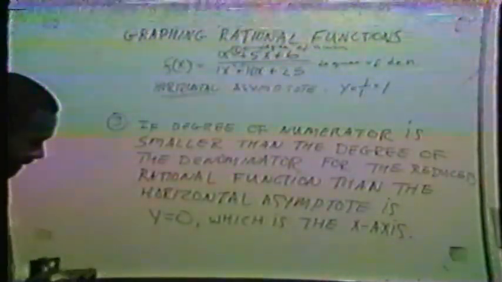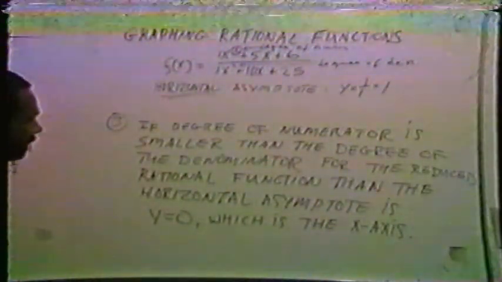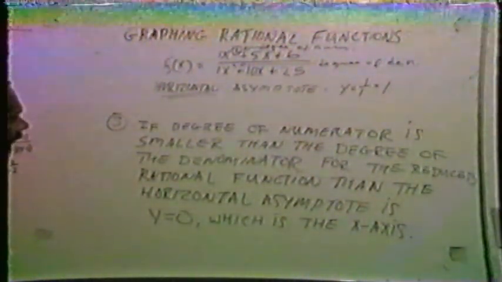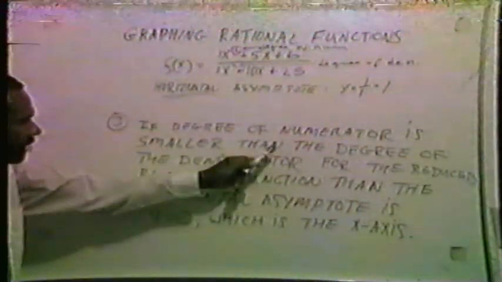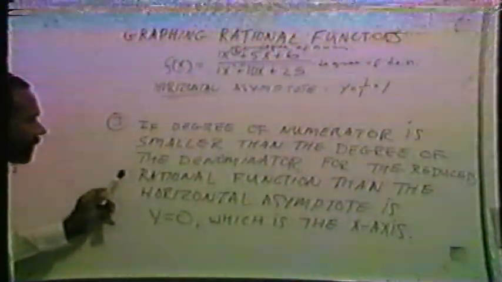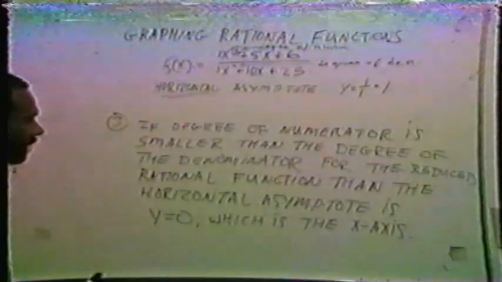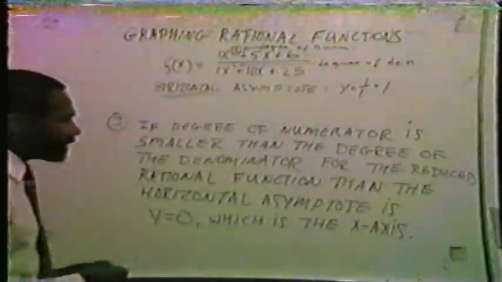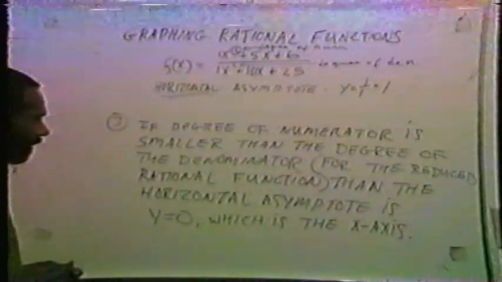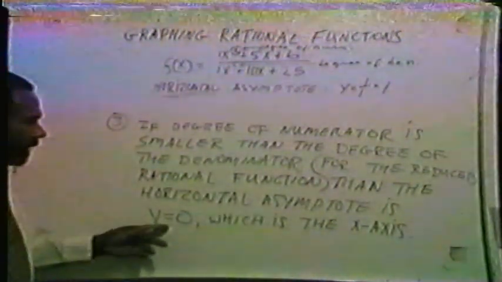Once again, this is the last case that we have to consider in this class, because we're only concerned about vertical and horizontal asymptotes. If the degree of the numerator is smaller than the degree of the denominator for the reduced rational expression, so you have to make sure you reduce your rational expression, then the horizontal asymptote is y equals 0. It's the x-axis.